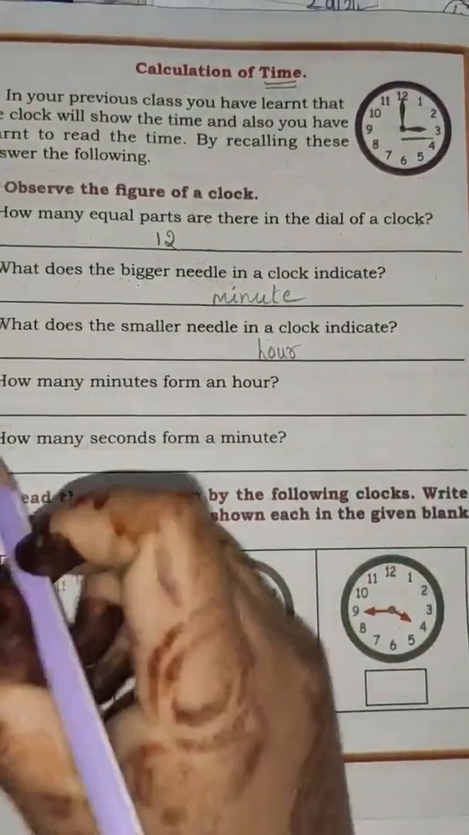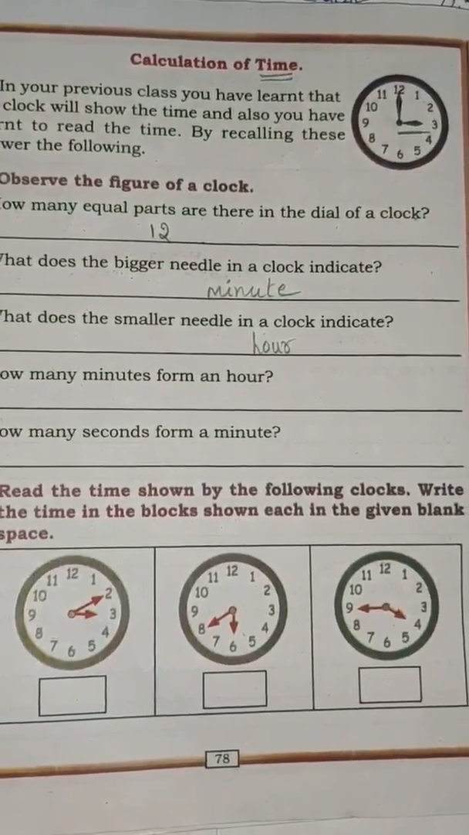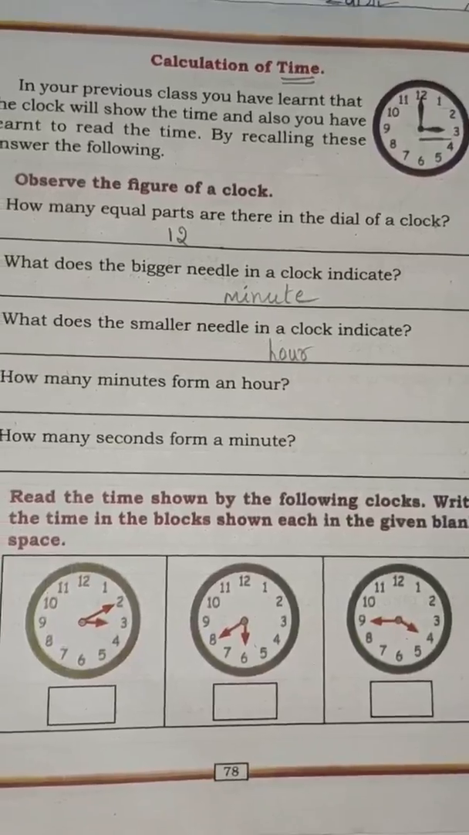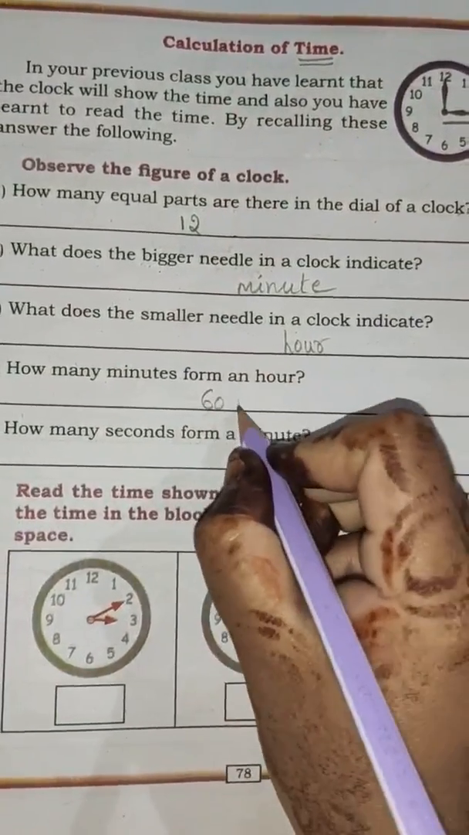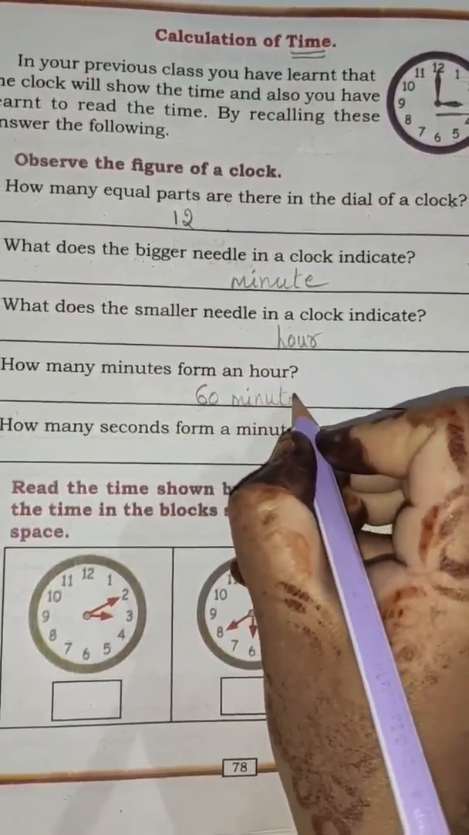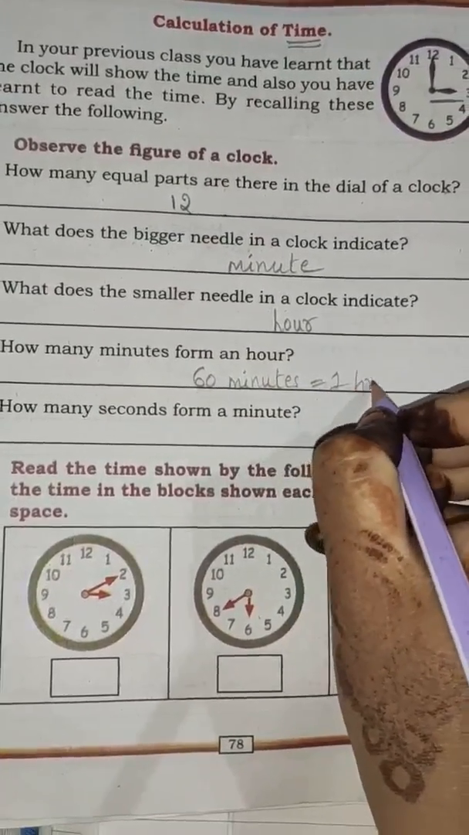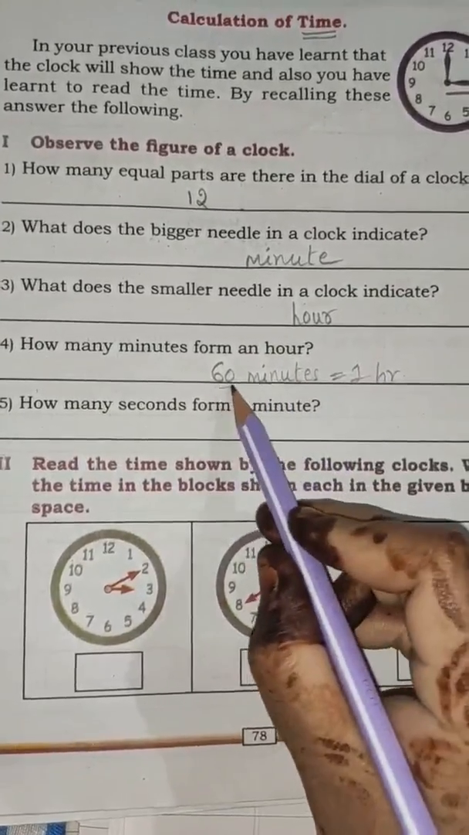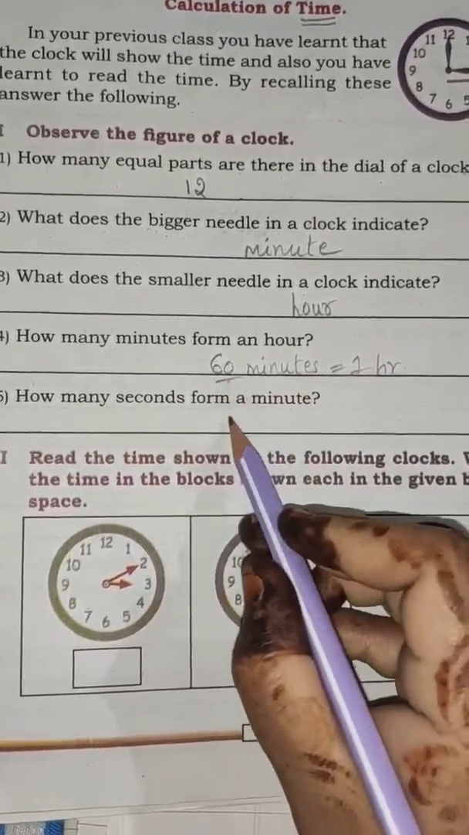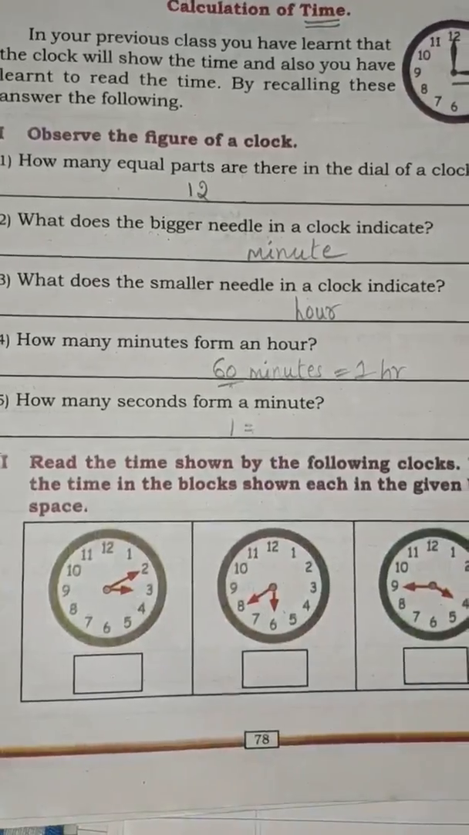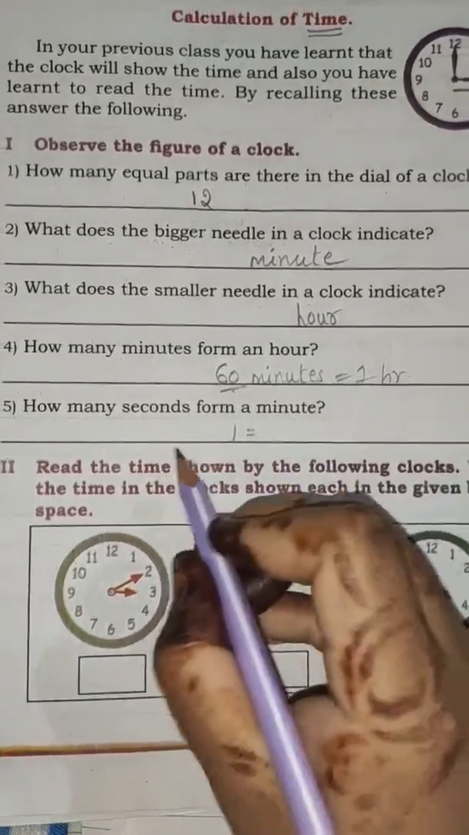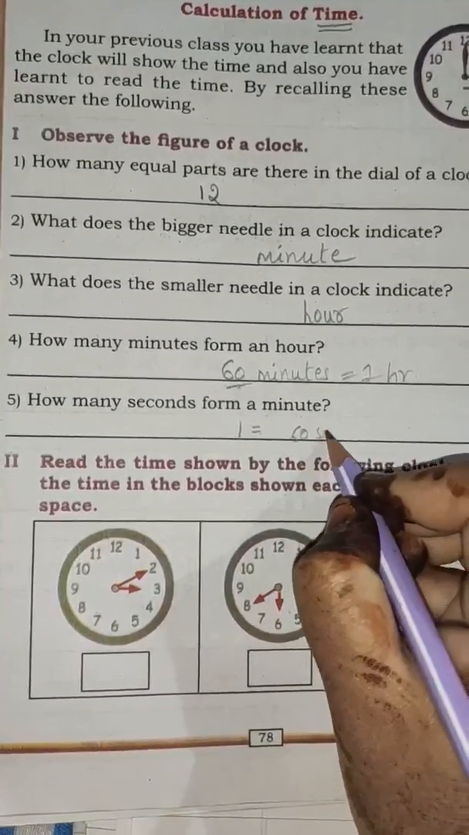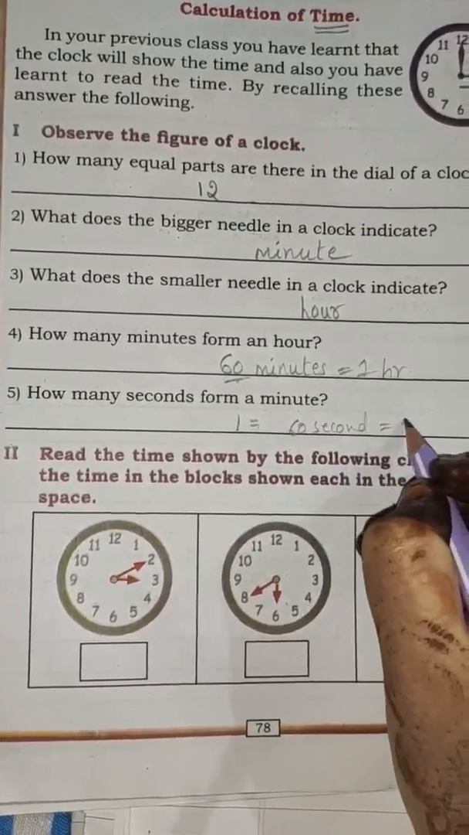Very good. How many minutes together form an hour? 60 minutes. Very good. 60 minutes is equal to 1 hour. Yes or no? So how many seconds form a minute? 60 seconds. Yes or no? So 60 seconds is equal to 1 minute.